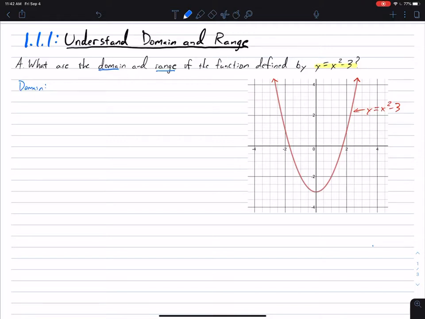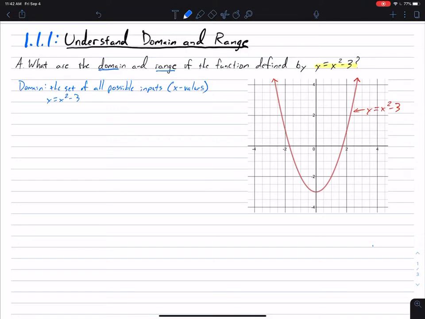Your domain is the set of all possible inputs, and in this case, we're going to think x values. So what numbers can we plug in for x? In this problem, we have, again, y equals x squared minus 3. We want to ask ourselves, what are we doing to x, and what are we allowed to put in as x? Well, x is being squared.